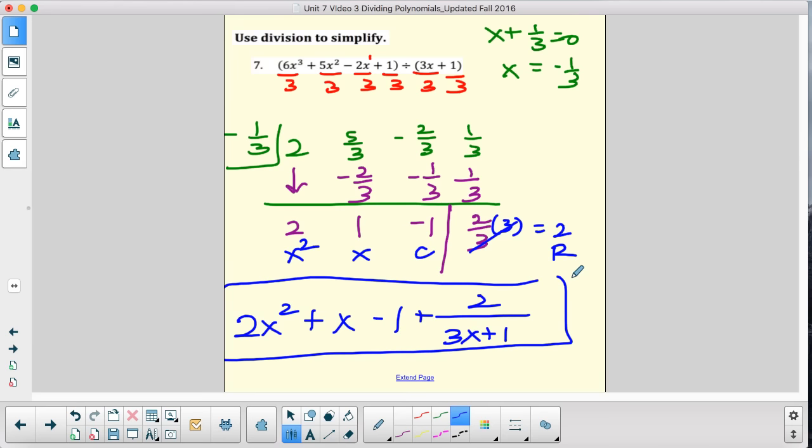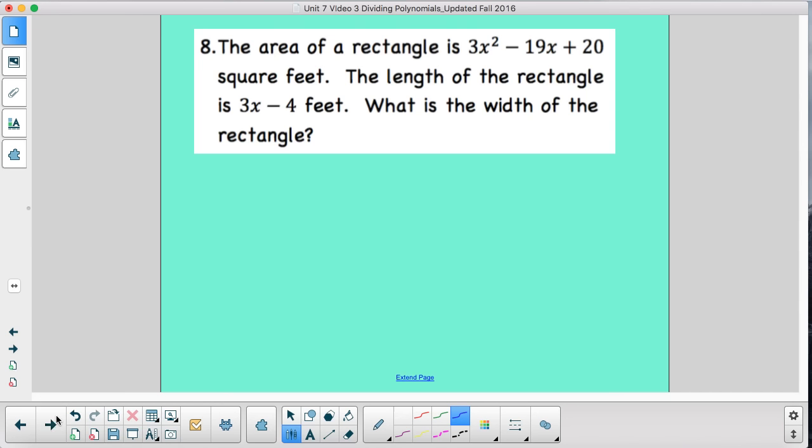Okay, so that is synthetic division. Now we need to go ahead and do one last problem. It is a little word problem. We have the area of a rectangle is 3x squared minus 19x plus 20 square feet. The length of the rectangle is 3x minus 4. What is the width of the rectangle?